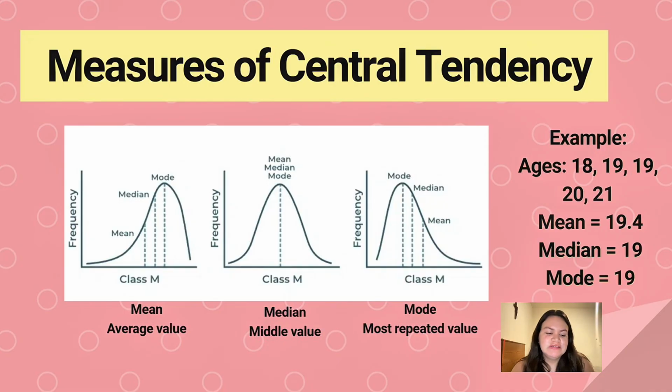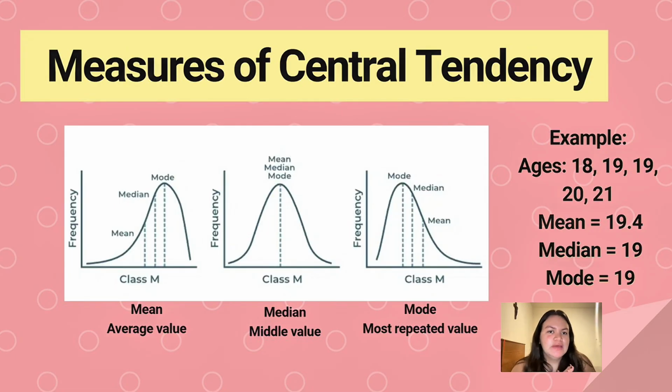Next, we have the measures of central tendency. This helps us find the center, as the name says, or typical value of a dataset. We have three main ones. The first one is the mean, which is basically the average of the dataset. Then we have the median, which is the middle value when the data is ordered from smallest to largest. And the mode, which is the number that repeats the most, the most repeated value.